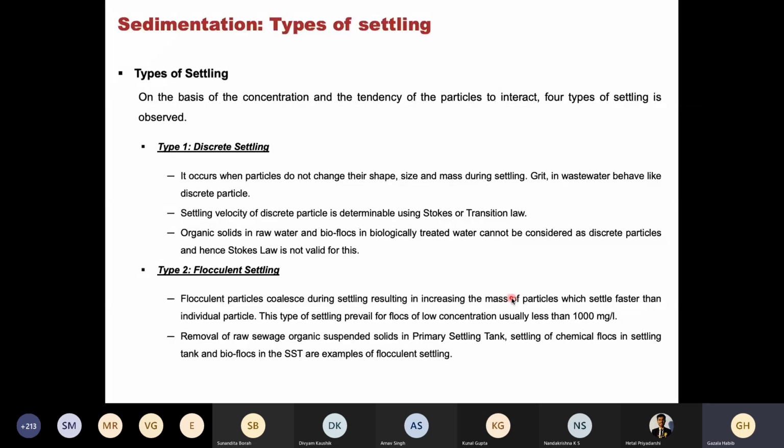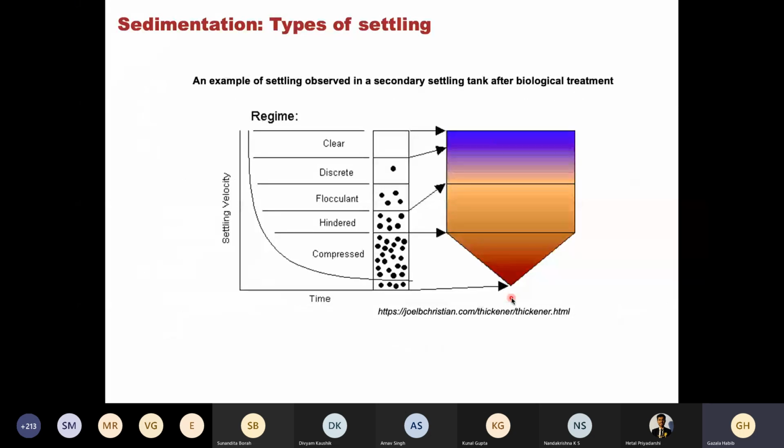So this is the illustrative figure for settling. You can see the clear water on the top. The discrete particle, which is an individual particle, is settling down. That is discrete settling. In flocculent settling, 3, 4 or 5 particles, whatever the number, coagulate with each other and make a flock, and then they settle down. That is flocculent settling.